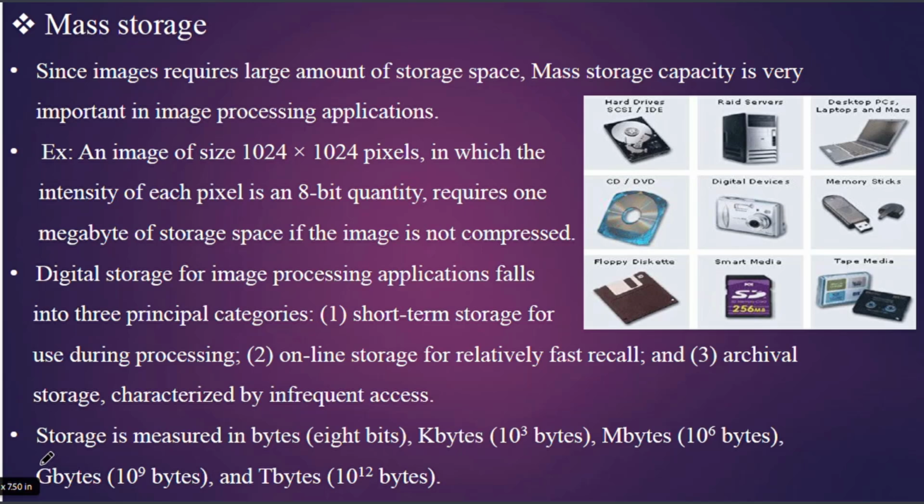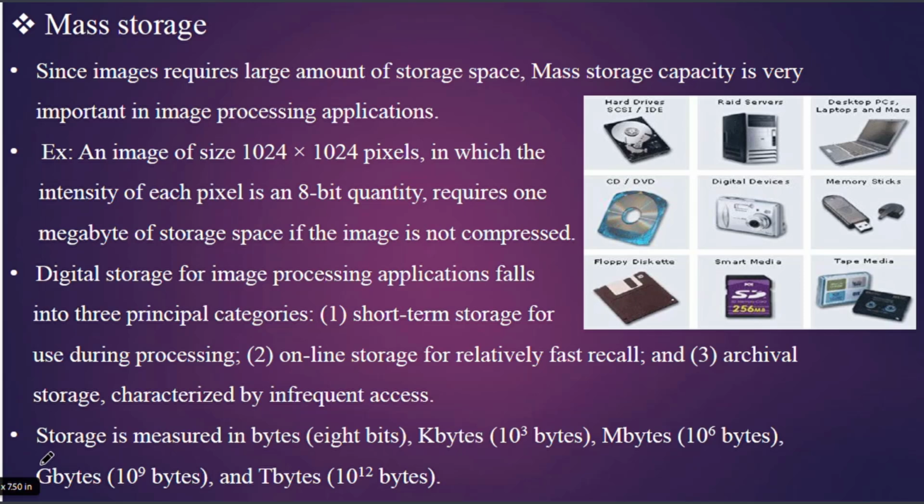We know that images require a large amount of storage space, hence mass storage capacity is very important in image processing applications. For example, if you take an image of size 1024 by 1024 pixels, in which the intensity of each pixel is an 8-bit quantity, the total image size is 1 megabyte if it is not compressed. What is 1 megabyte? 1 megabyte means 10 power 6 bytes. So imagine how much storage space is required to store one image.